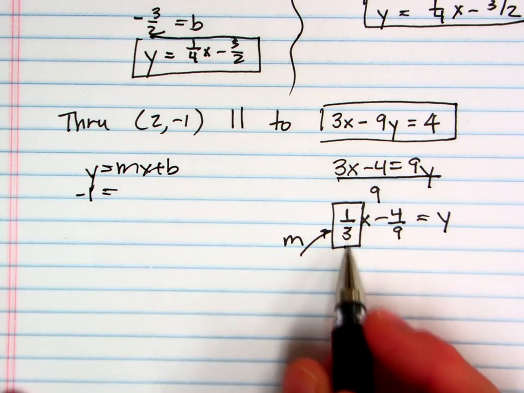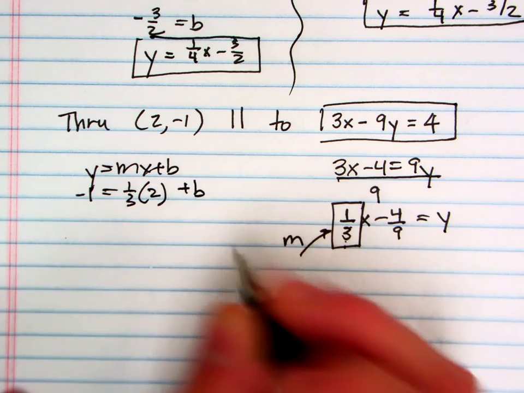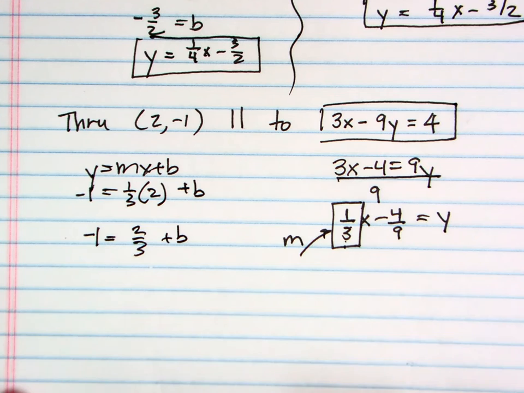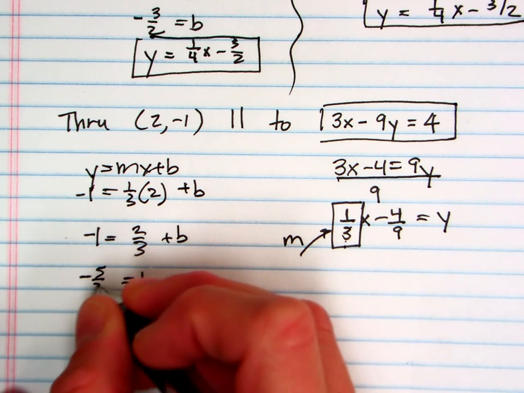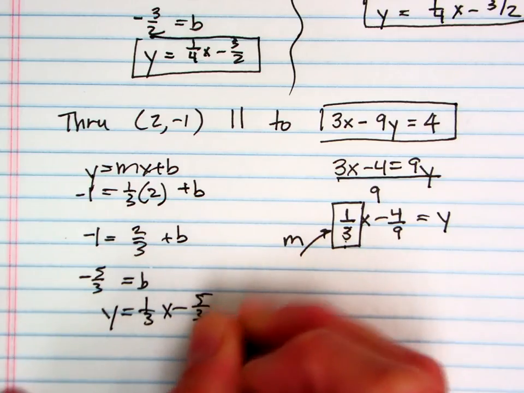-1 equals, I use this slope, 1/3 times 2 plus b. So I get -1 equals 2/3 plus b, or b equals -5/3. So this will be, okay?